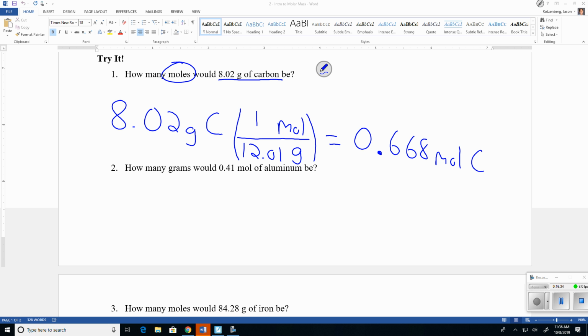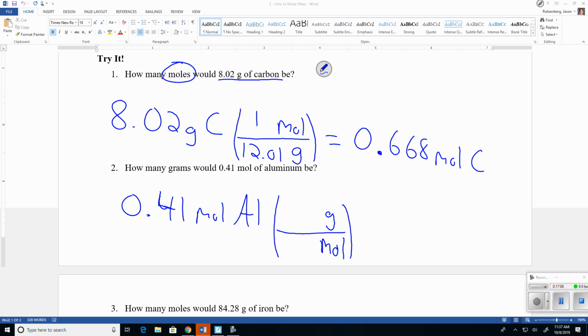I'm going to do one more to wrap up this for the day. How many grams would 0.41 moles of aluminum be? Immediately write down what you're given. 0.41 moles of aluminum. I don't know if that made my 4 better or worse. Okay. Set up a conversion. The question wants me to solve for grams, so grams is on the top. I already have moles. Moles is on the bottom. Eric, what number do I put in front of moles every single time? 1. There you go. But grams is unique to each element.